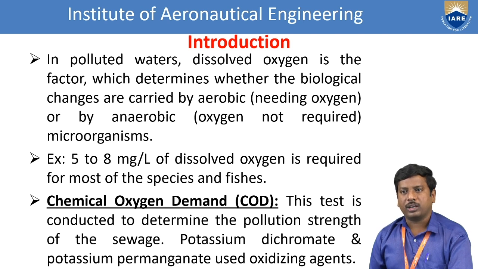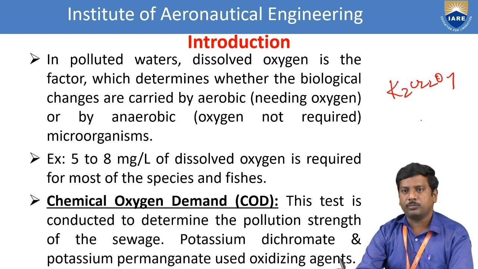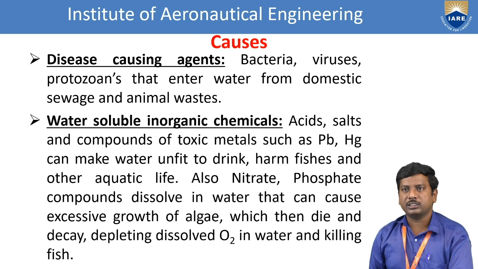So the formula for potassium dichromate is K2Cr2O7 and potassium permanganate is KMnO4. These two are the formulas for potassium dichromate and potassium permanganate. So these are the causing agents: bacteria, viruses, protozoa that enter water from domestic sewage and animal wastes.